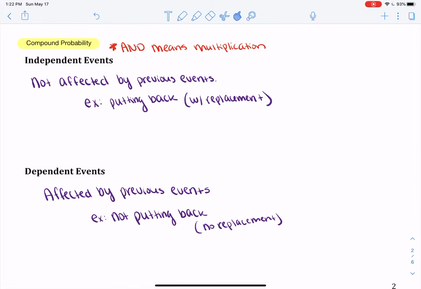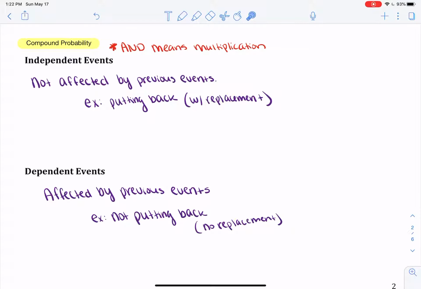Hi everybody, this is our second video on compound probability. In the last video we talked about mutually exclusive and overlapping events, and we talked about when we saw the word or, that would mean addition. So this time, just a note that when you see the word and, that's going to mean multiplication.